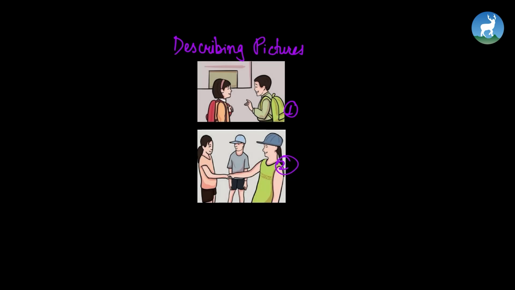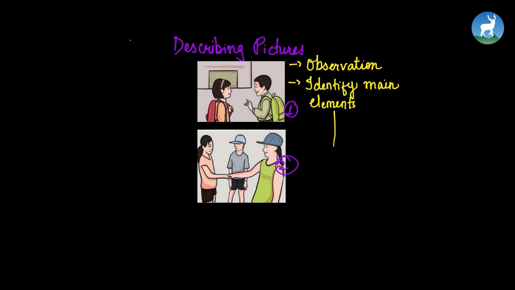So the first thing, of course, is, what's the first thing? The first thing is observing the picture. Observation. First, you observe and then you begin with the explanation. Once you finish this part, you move to the next step, and that is identifying the main elements. In this section, you will have to find out if the picture consists of people or objects. It could be animals, right? It could also be places. A picture could be about many different things.